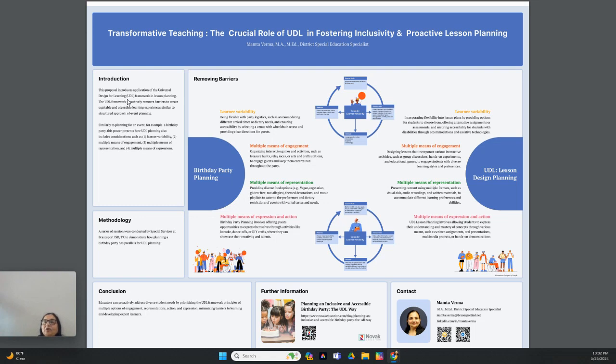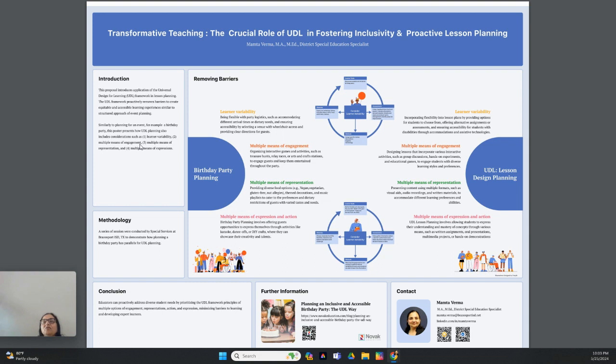The topic of this poster is transformative teaching, the crucial role of UDL in fostering inclusivity and proactive lesson planning. This proposal introduces the application of the Universal Design for Learning, UDL, framework in lesson planning. As we all know, the UDL framework proactively removes barriers to create equitable and accessible learning experiences, similar to the structured approach of event planning.